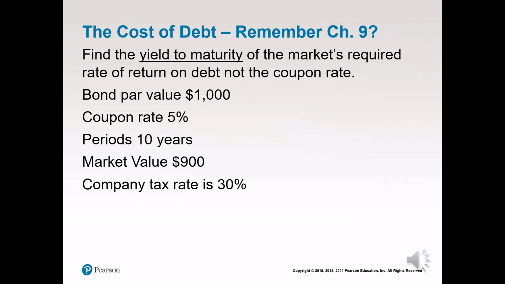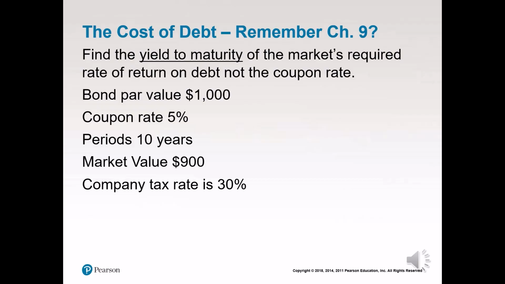So you have done this before. Back in Chapter 9, we practiced calculating the yield to maturity on a bond. This is how we calculate the cost of debt. Remember that you have different elements. The components of figuring out this problem are the bond par value, that's our future value.